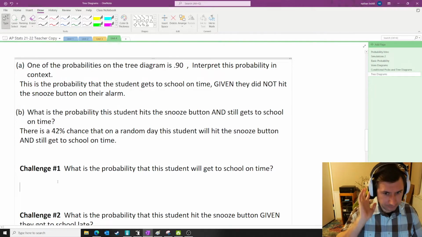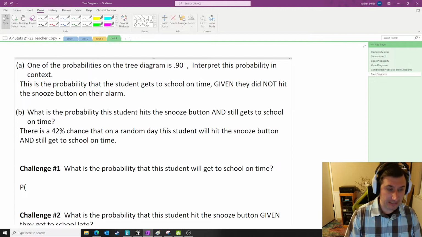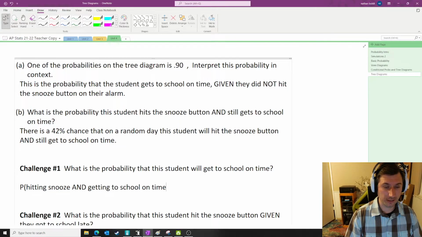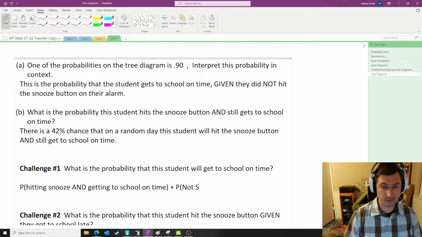Well, this would be the probability of them hitting the snooze and getting to school on time, plus the probability of not hitting the snooze and getting to school on time.